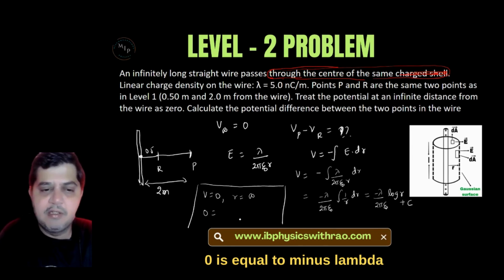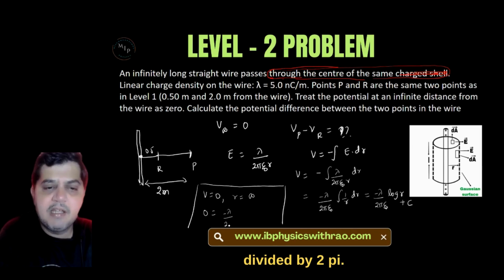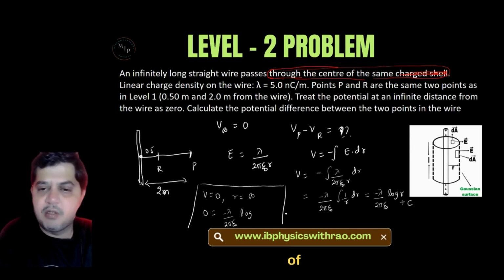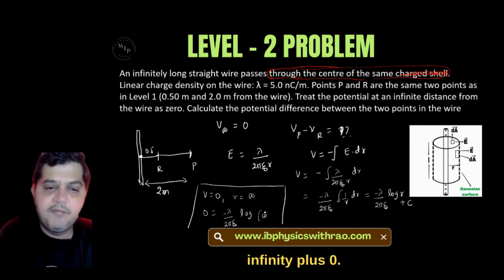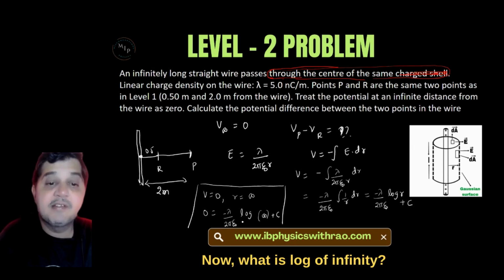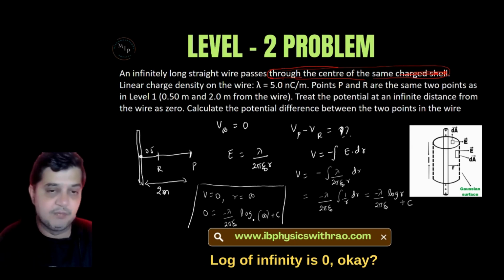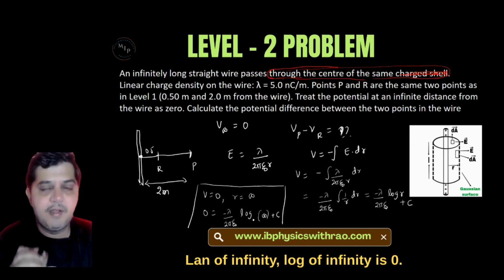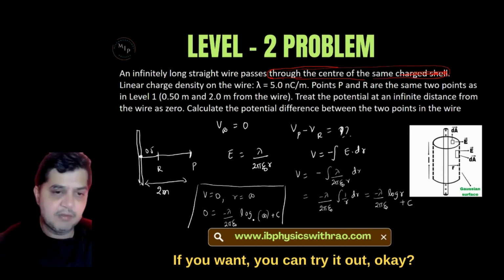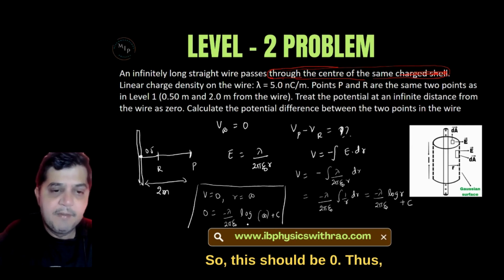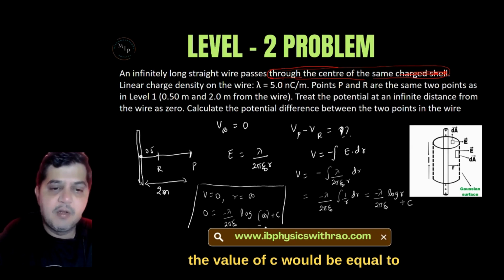0 is equal to minus lambda divided by 2 pi epsilon naught into log of infinity plus C. Now what is log of infinity? Log of infinity is 0. ln of infinity, log of infinity is 0. If you want, you can try it out and get back to me. So this should be 0. Thus the value of C would be equal to 0.